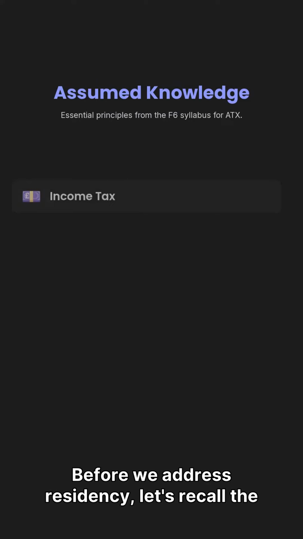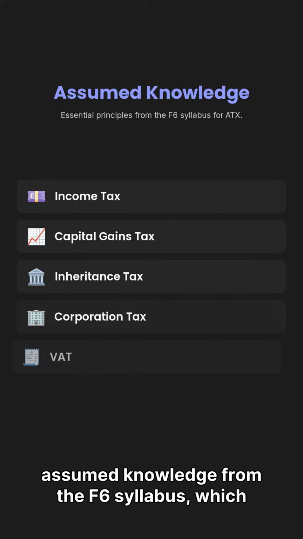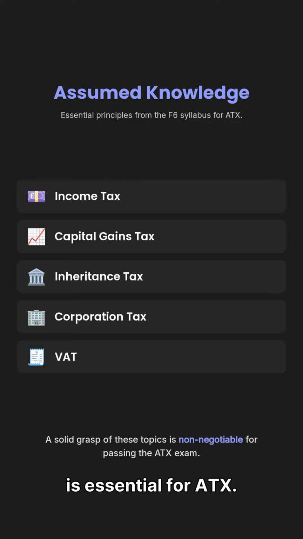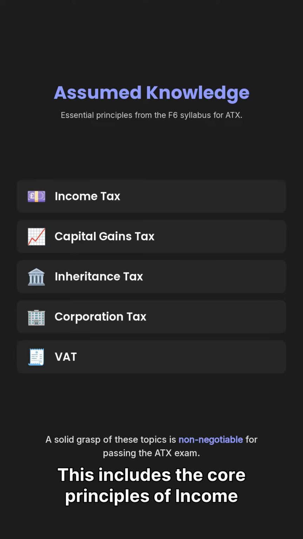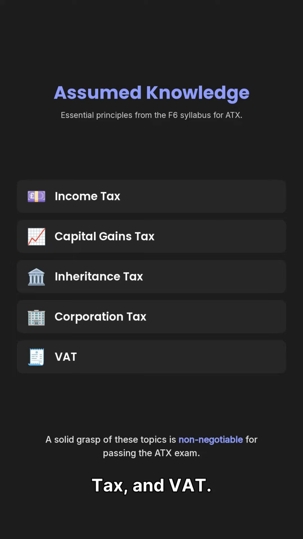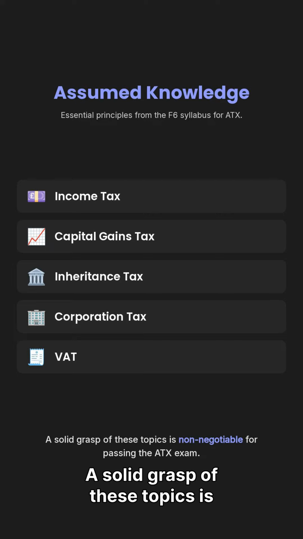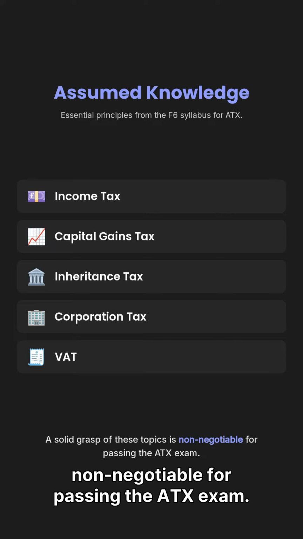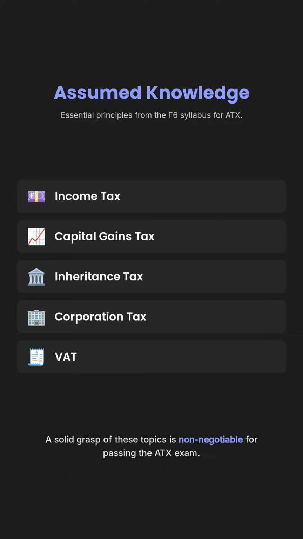Before we address residency, let's recall the assumed knowledge from the F6 syllabus, which is essential for ATX. This includes the core principles of income tax, capital gains tax, inheritance tax, corporation tax, and VAT. A solid grasp of these topics is non-negotiable for passing the ATX exam.